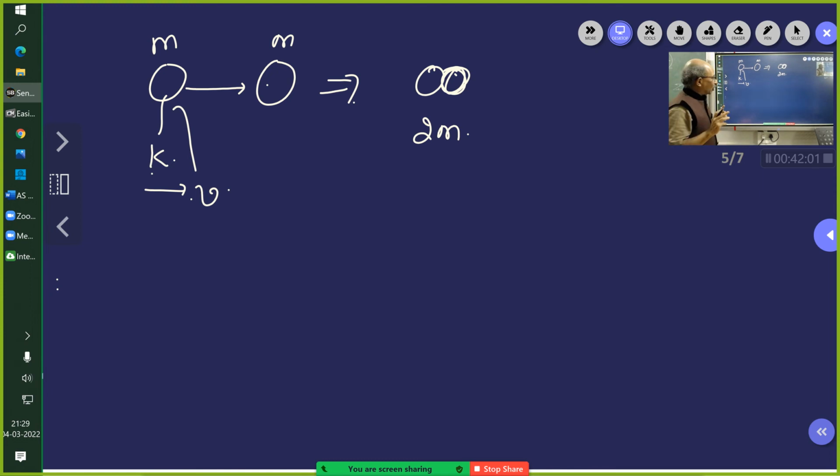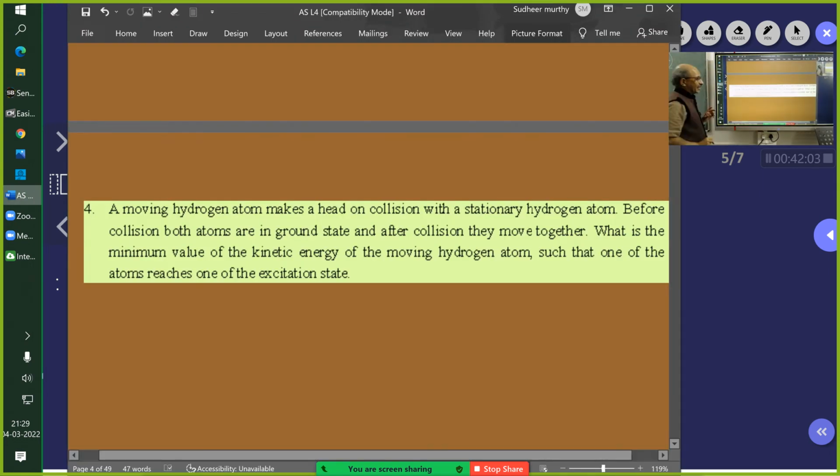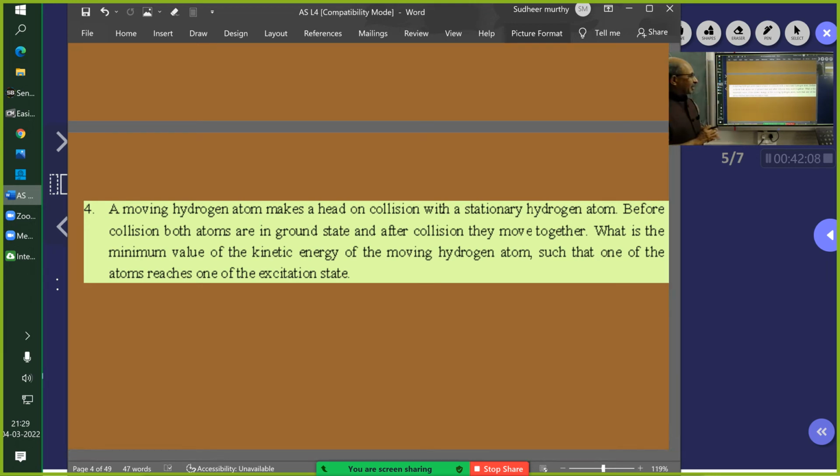Yes, and one more condition that they have given here. We have solved this type of problem, one ball hitting another, both moving together. Before collision, both atoms are in the ground state. That means the electron of both the atoms is in the ground state. And after collision, they move together. Then, what is the minimum value of kinetic energy of the moving hydrogen atom such that one of the atoms reaches one of the excitation states?